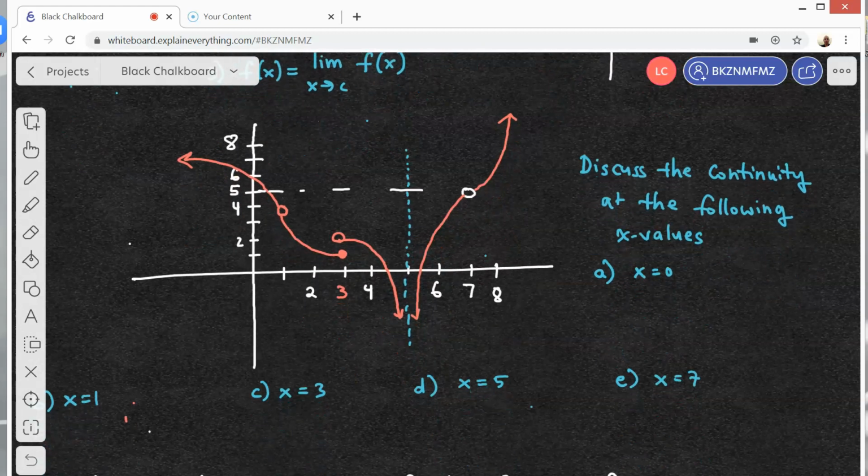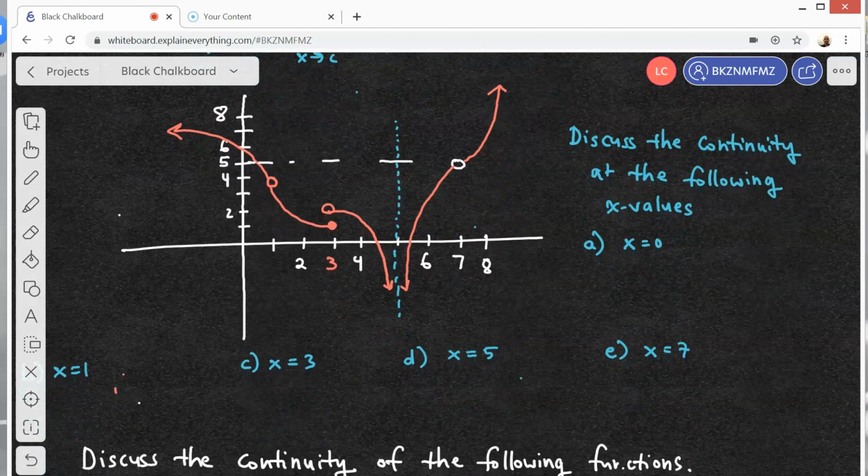Alright, nice example right here. So the question is, discuss the continuity at the following x values. Is this function continuous? As you look at the graph, do you see some holes in the graph? Maybe some places where there's a break in the graph. Maybe there's a place where, if you were drawing the red line, you have to at some point lift up your pen or pencil to continue drawing the red line. And if that does happen, that tells you that the function is not continuous at that particular x value. So let's look at x equals 0.